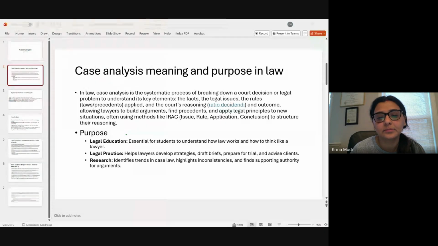During exams they used to give us a case law and ask us to apply this method, which is called IRAC. You can say issue, rule, application, conclusion. First, you find out what the issue is, what the case is about, and what rules apply to that case. How do you apply that rule to the present case? And what is the conclusion?